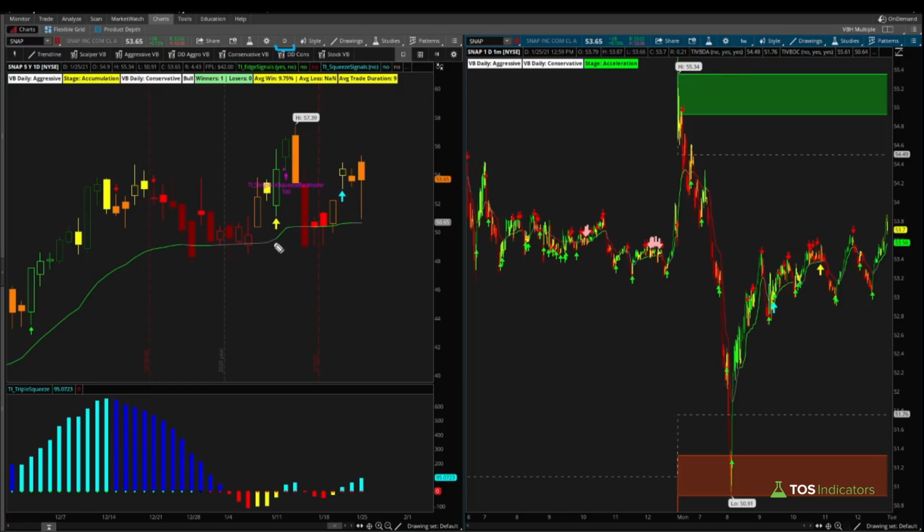Now, Snapchat first appeared on our scan, our Slingshot Squeeze scan, right here. That was January 11th, 2021. It appeared on our scan when we had that signal print. Using our backtester, you'll see that signal overall over the past 5 years has triggered only one time. That one time was a winner for 9.75%, which again still gives you confidence that, hey, this signal works, and whenever we see it plot, it tends to work fairly nicely.